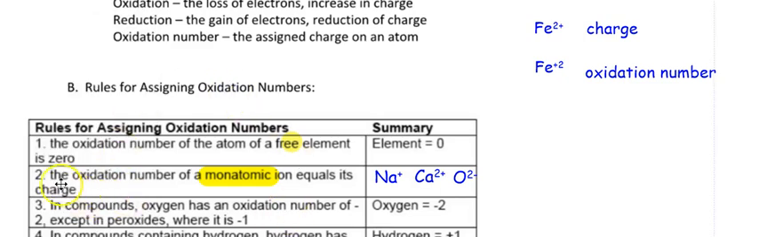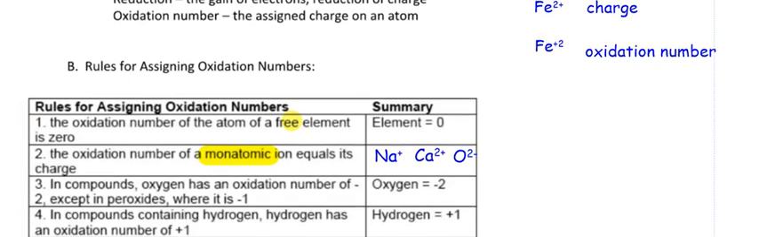I'll tell you one thing. Number 3 does have an exception, and that's if you have oxygen with fluorine, and we'll get to that in a second. In compounds containing hydrogen, hydrogen has an oxidation number of +1. Again, we can probably find a few exceptions, but that's pretty much the rule of thumb.